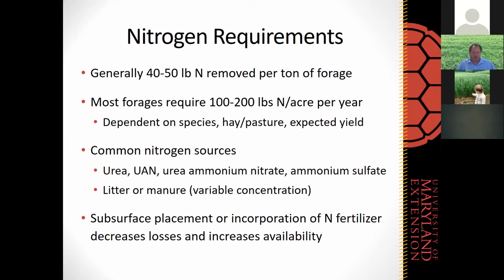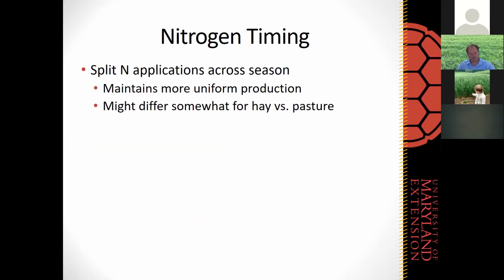The other thing to remember with nitrogen is you want to consider subsurface placement or incorporation of nitrogen fertilizer if you can. Obviously on hay or pasture systems that's difficult to do, but if you can put it on just before a light rain to get it incorporated, or if you're using something like urea or UAN solution, you might want to consider the use of a urease inhibitor to try to decrease those volatilization losses, those surface losses that you get from using those products.